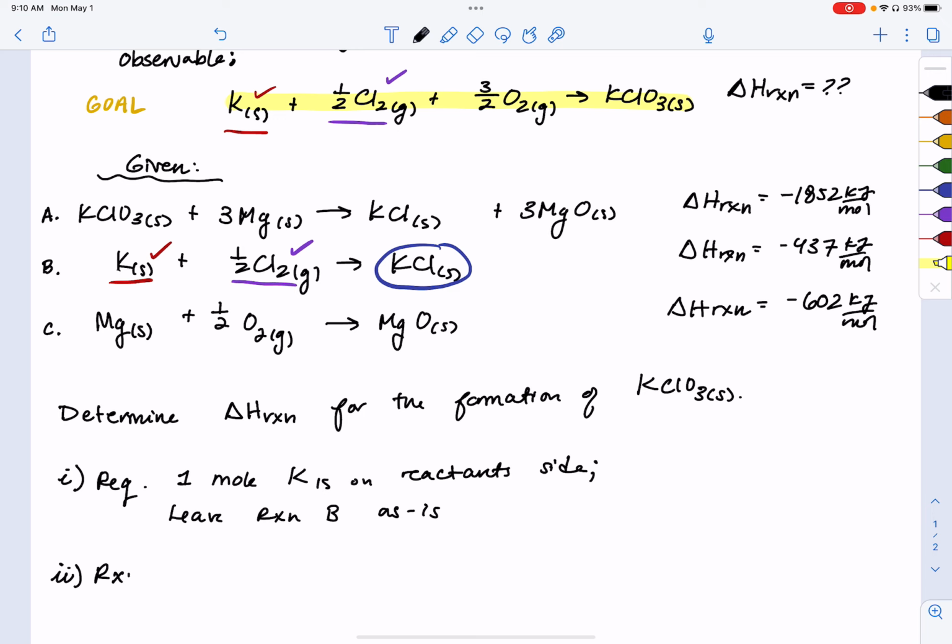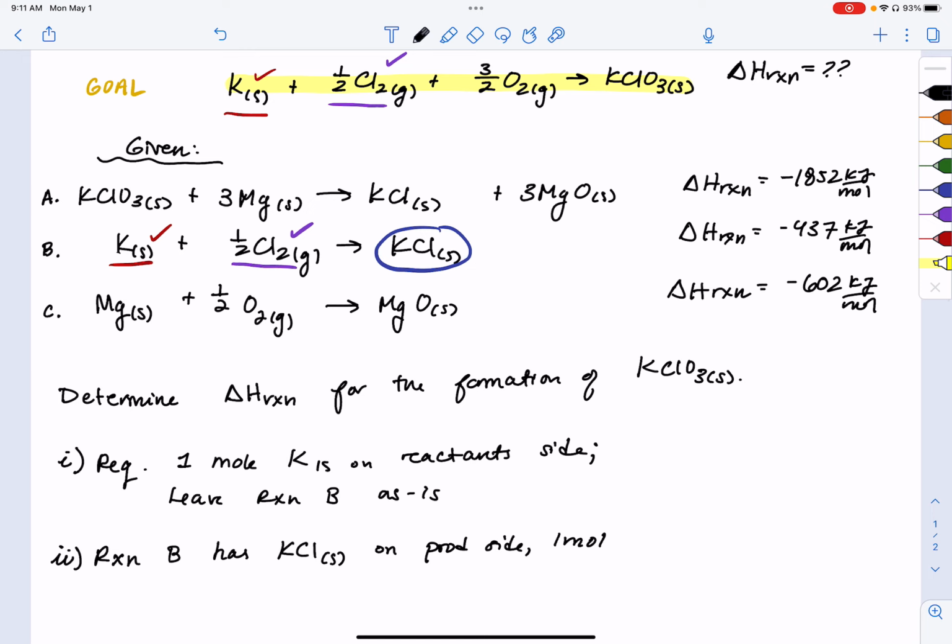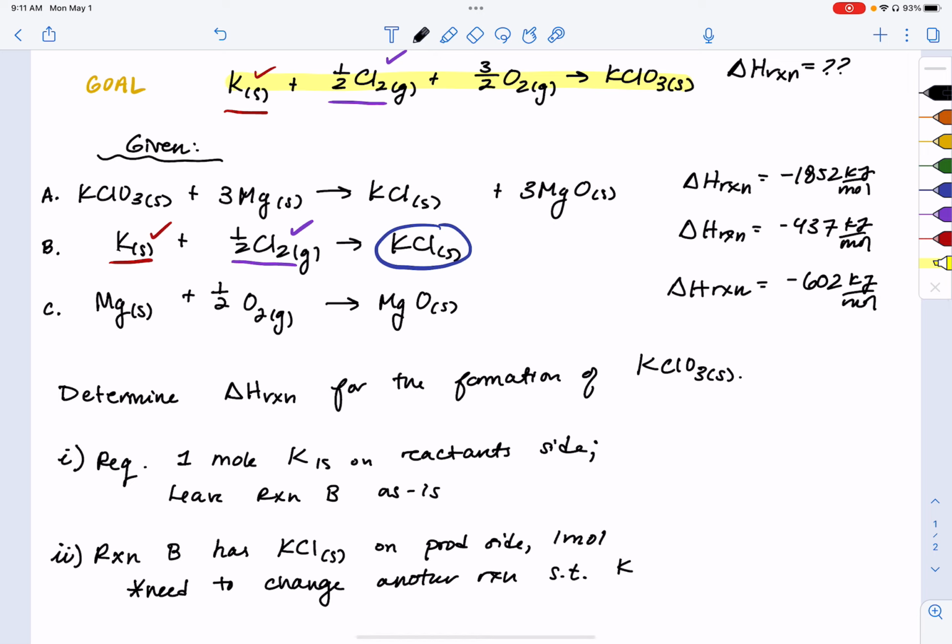So reaction B has KCl solid on the product side, and it has 1 mole of KCl on the product side. So this means that I need to manipulate some reaction such that KCl solid, 1 mole of it, is on the reactant side.